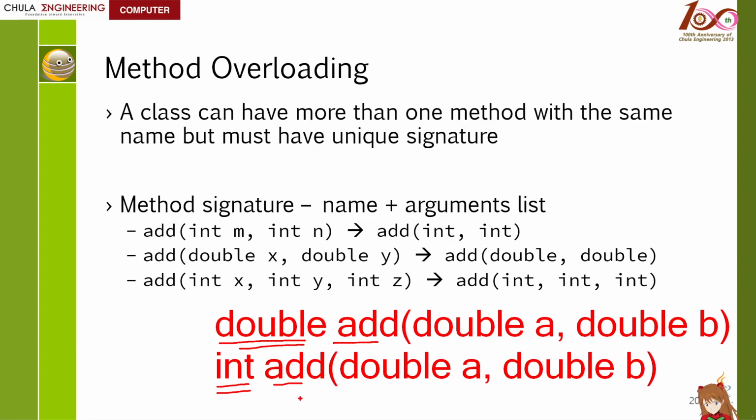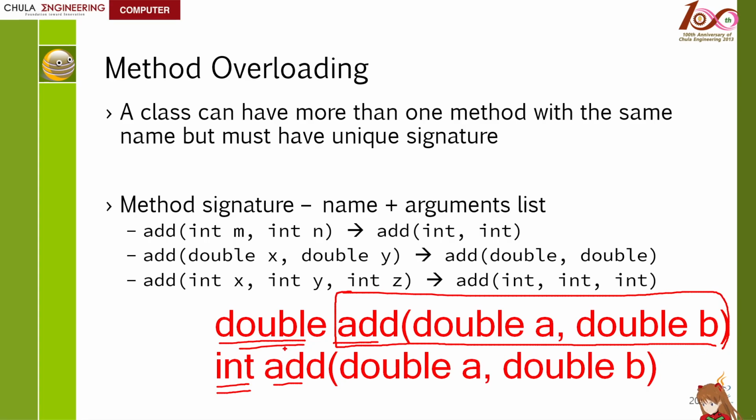If you write these 2 methods, then your program will not compile. Okay? Because the system just looks at the name and the arguments. So it just looks at the name and the arguments, and these 2 have the same name, the same number of arguments, and the same types of arguments. So the system will get confused and your program will not compile.